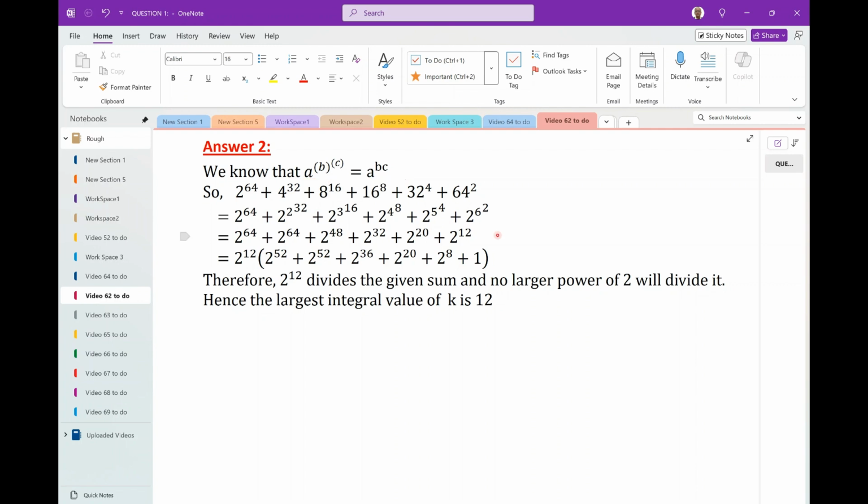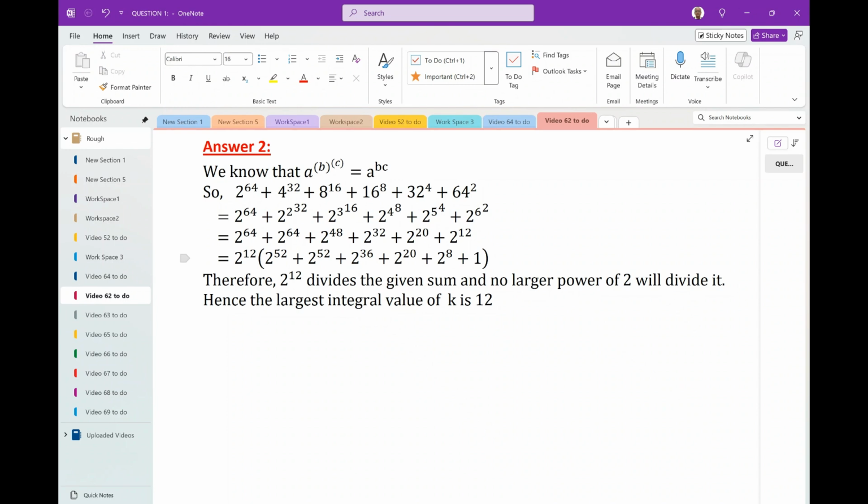Okay. Now, examine the terms in this expression. From all of these, we can take 2 to the power of 12 common. Therefore, what will remain is, from the first term, we will have 2 to the power of 52 left. From the second term also 2 to the power of 52 will be left. From the third term 2 to the power of 36 will be left. From the fourth term 2 to the power of 20 will be left. From the fifth term 2 to the power of 8 will be left, and from the last term 1 will be left. Now if you take 2 to the power of 12 out, the remaining expression doesn't have any more power of 2 in common.